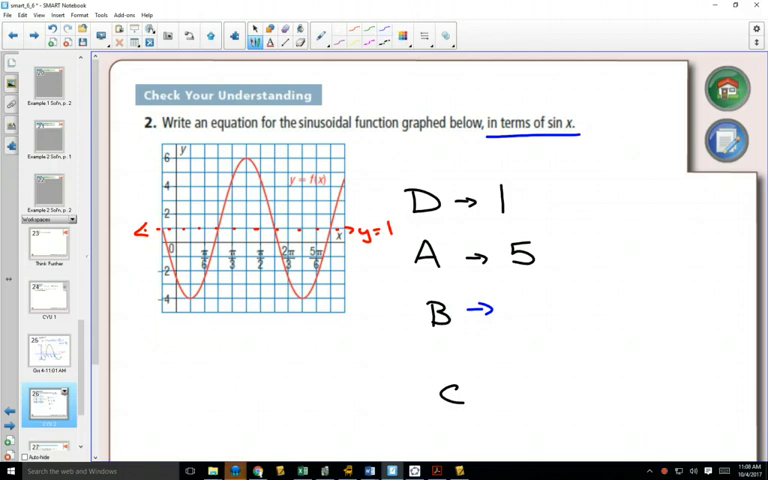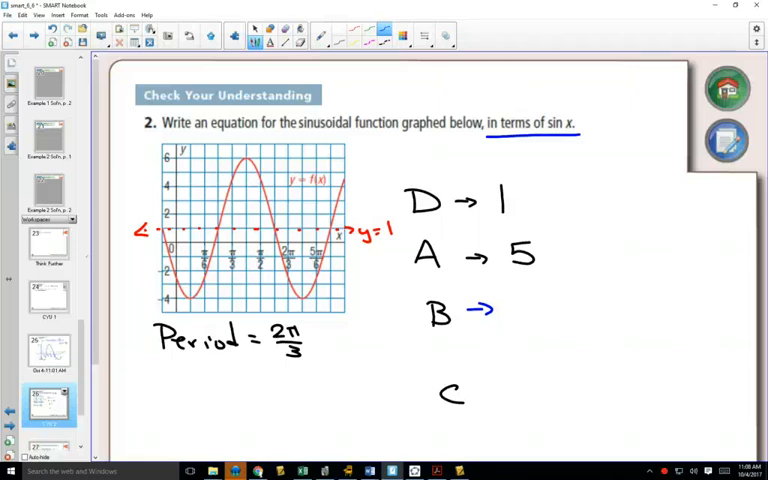And for b, when we had a b value in our equation, it helped us find our period. So in this case, we have the graph. Can you tell from the graph what is the period of this function? 2 pi over 3.